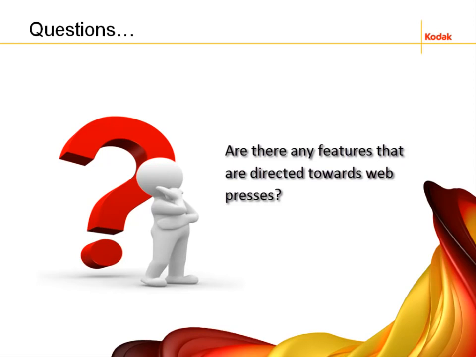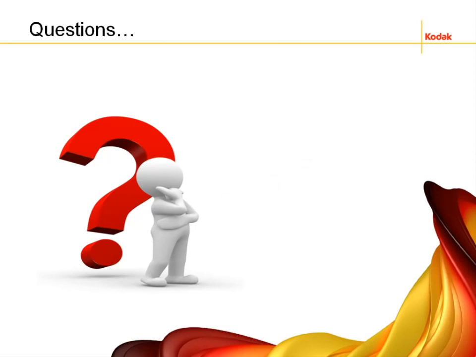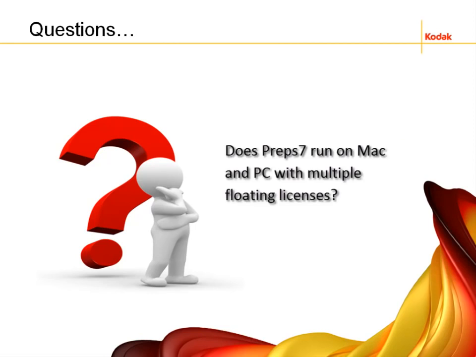Okay. Are there any features that are directed towards web presses? I would have to say PREPS 7 specific, no. I think we did most of our web capabilities when we worked in PREPS 6.2, 6.2.1, and 6.3, where we gave the user expanded capabilities with custom fold patterns. And through the use of custom fold patterns, then you can get into defining new folding sequences that are web specific. So that would be about the extent of it. That's available today. Does PREPS 7 run on Mac and PC with multiple floating licenses? As long as you have multiple floating licenses available, yes.